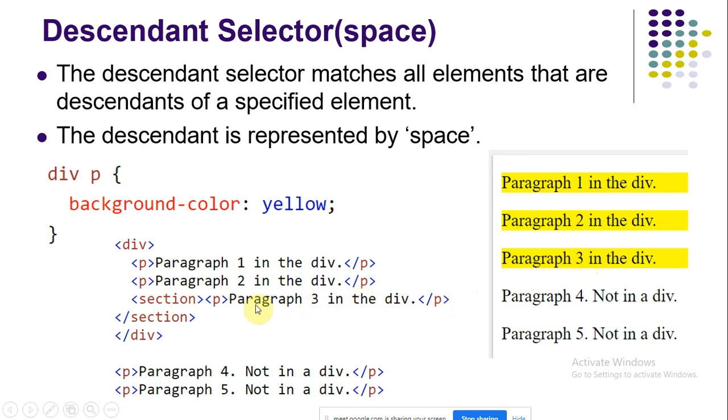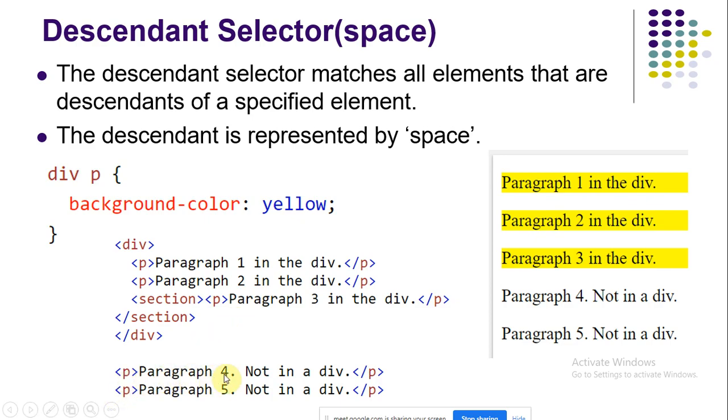Why? Even though paragraph 3 is not directly inside the div element, it is inside a section, right? But the section is inside a div element, right? So if you want to select all the paragraphs inside a div element, you have to use space as a combinator. So div space p will select all the p elements available inside a particular div element. Even though the p element is nested, all the p elements will be selected.